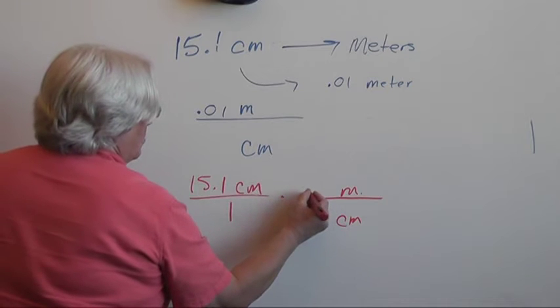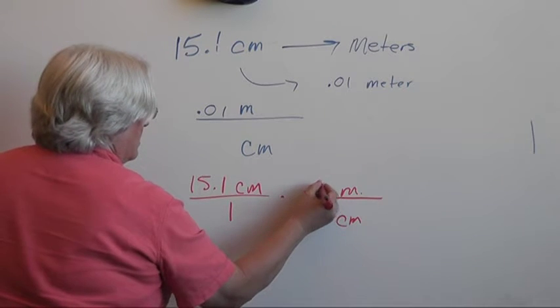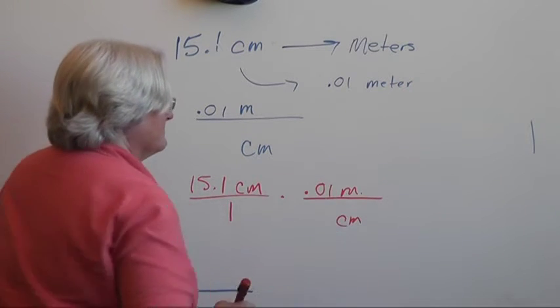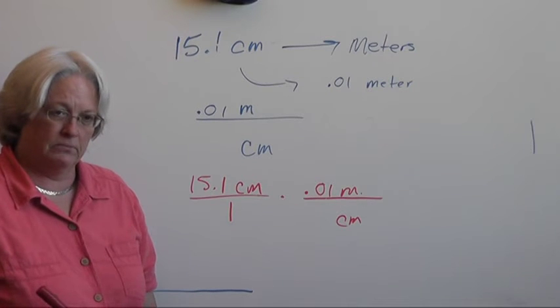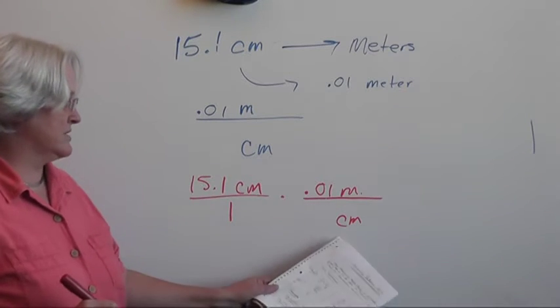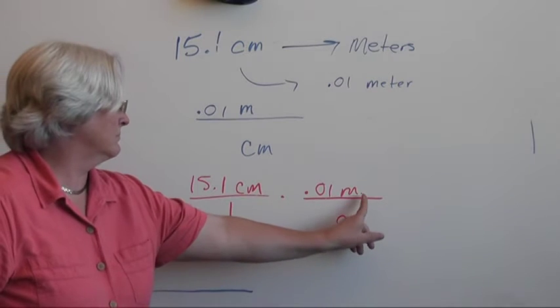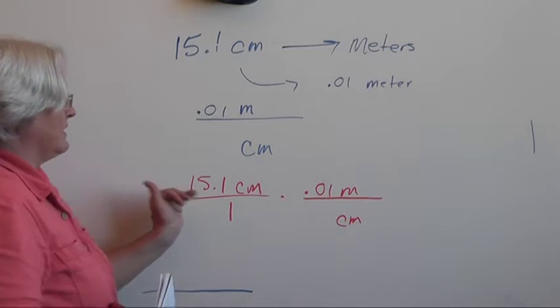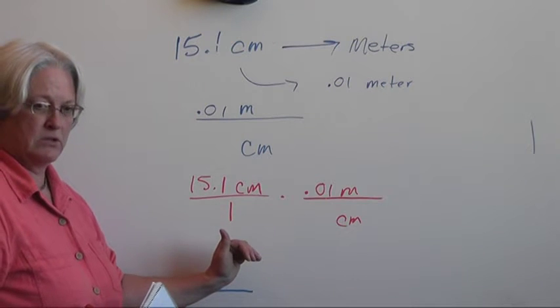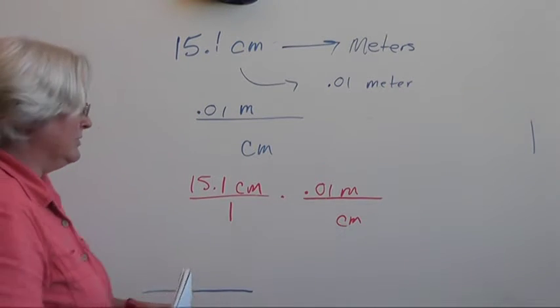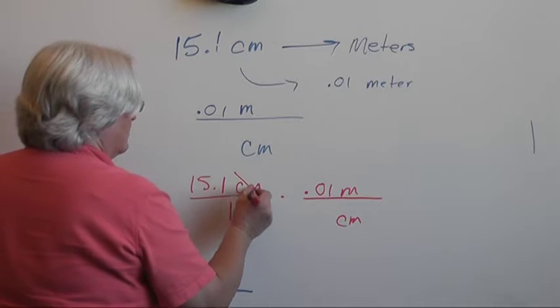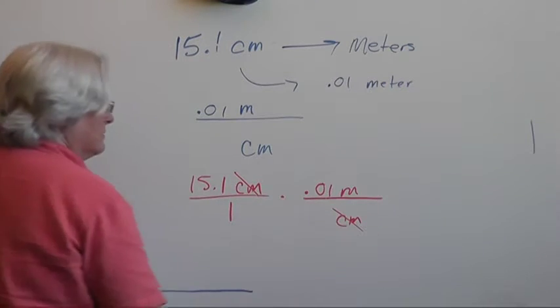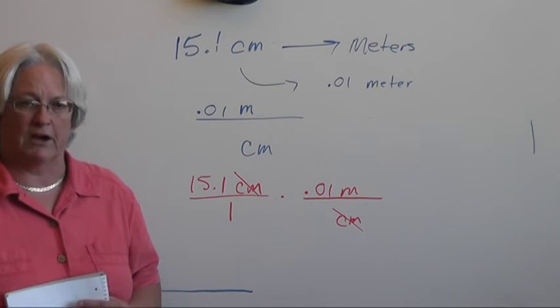So 1/100th of a meter is the same as 1 centimeter. You okay at this point? So now we want to cancel common factors. Also cancel common units. The only thing that we have that we can cancel is centimeters, right?